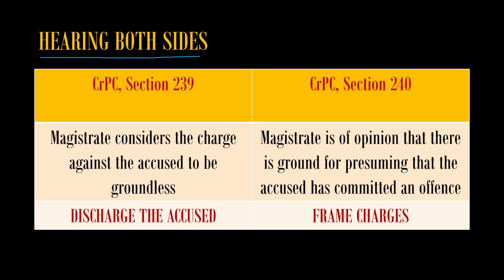Now an opportunity of being heard would be provided to both the sides, that is, the prosecution and the accused. After hearing them, either of these two could happen. If a magistrate considers the charge against the accused is groundless, the accused would be discharged under CRPC Section 239. If a magistrate is of an opinion that there is ground for presuming that the accused has committed an offence, the magistrate will frame charges against the accused under CRPC Section 240.